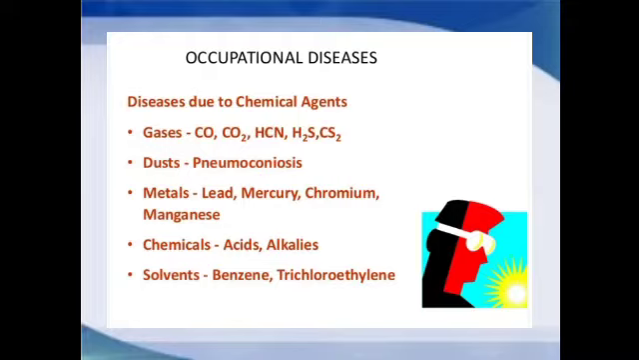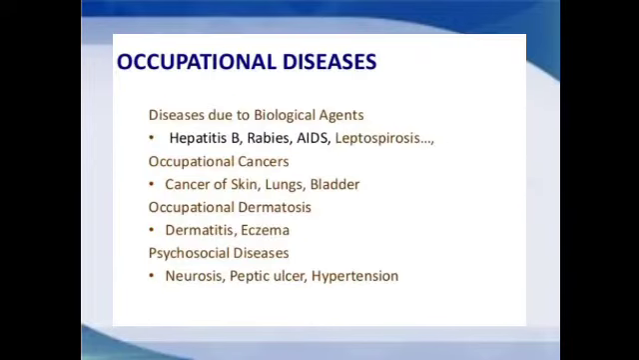Then the dust, it is the pneumoconiosis. Then the metals, it is the lead, mercury, and cadmium. Then chemicals, the acids and alkalis. The solvents, it is the benzene and trichloroethylene. Next is the diseases due to biological agents, which is the hepatitis B, the rabies, the AIDS, leptospirosis, occupational cancers, the cancer of skin, lungs, bladder, occupational dermatitis, eczema, psychosocial disease, neurosis, peptic ulcer, hypertension. Those are the biological agent diseases.